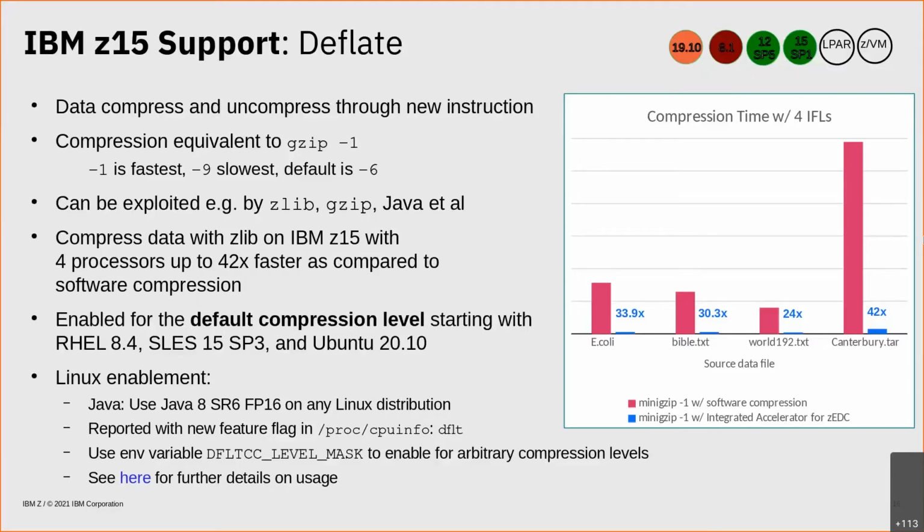At first, this compression had to be enabled in the Linux distributions because we were only applying it in case users were using the first compression level with gzip or zlib or whatever you were using to compress. However, starting with these Linux distributions listed here, we changed that and we made hardware compression the default now. So if you're running any of these Linux distributions or later releases, we will be using the deflate hardware acceleration per default if it's available.